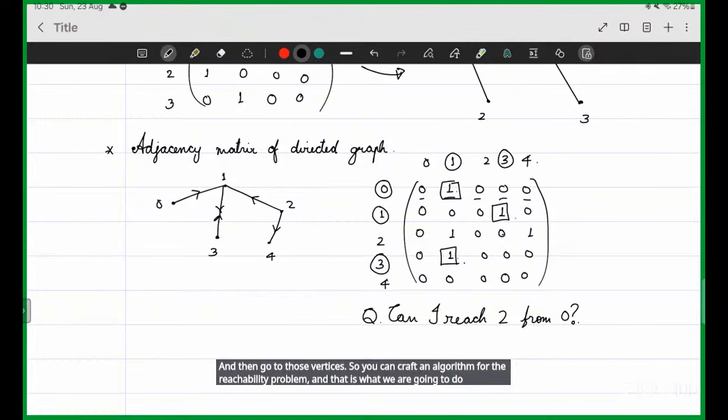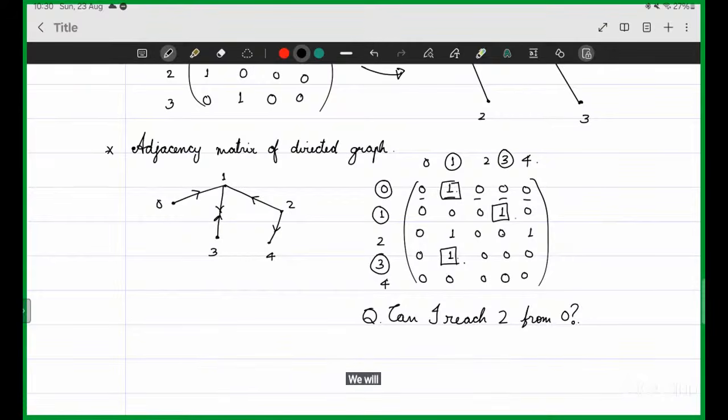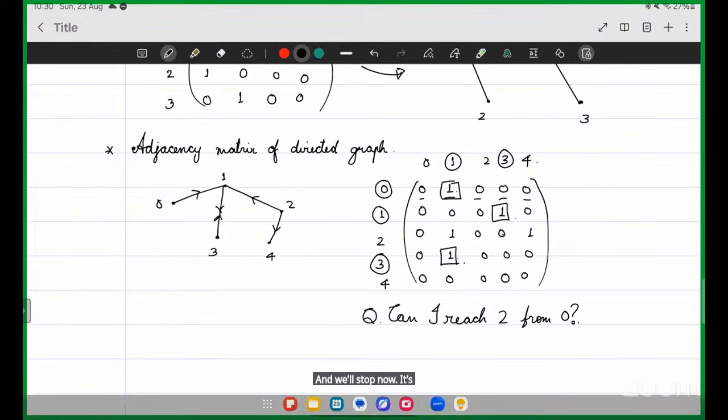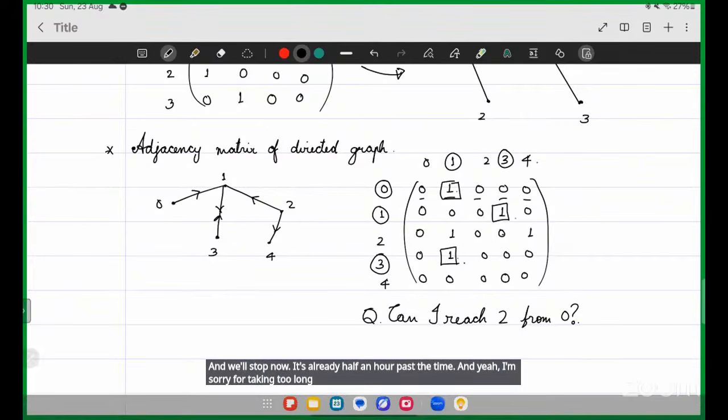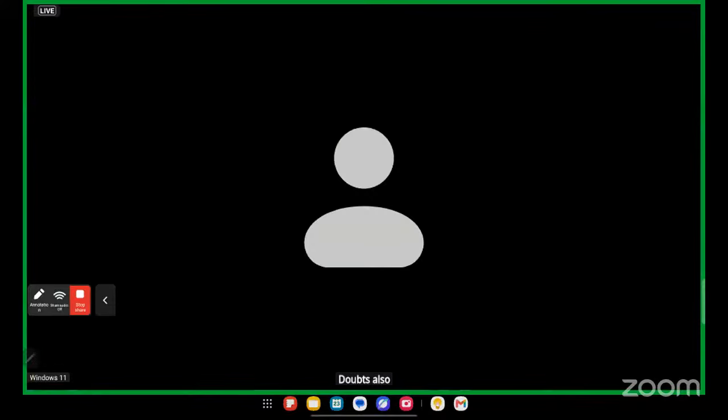So in the doubt session, that's what we'll do first: the breadth first search and the depth first search, and then we will also look at topological sorting. And we'll stop now. It's already half an hour past the time, and I'm sorry for taking too long. Doubts also we'll take in the next session if there is nothing immediate.